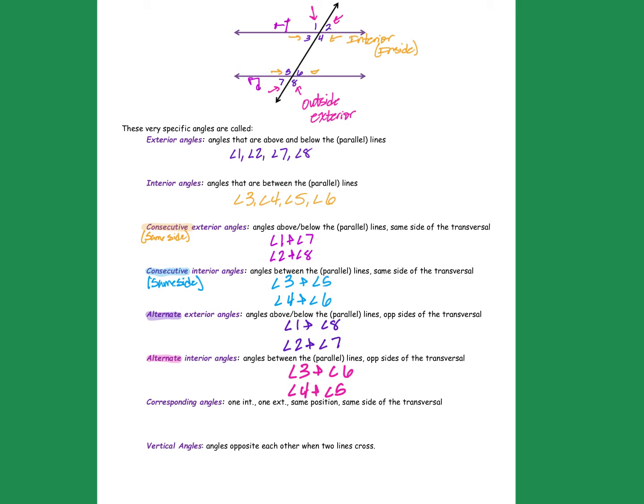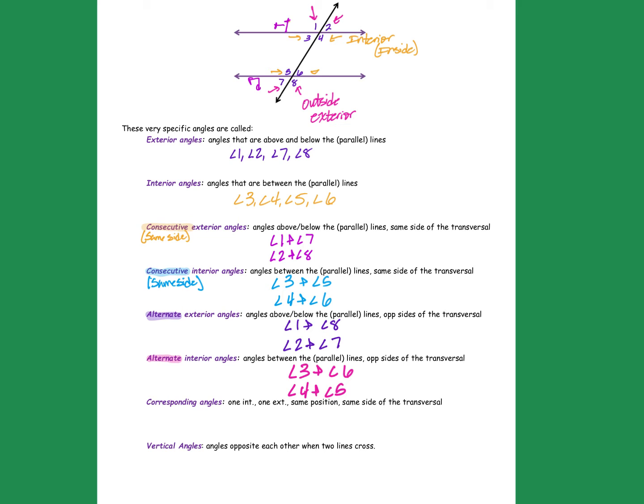Okay, so I want to see what you guys think. So I have one interior angle, one exterior angle in the same position on the same side of the transversal. Exterior is outside, so it's one interior, one exterior. On the same side of the transversal, in the same position. So would it be 3 and 5? No, 3 and 5 are both interior, so I need one interior and one exterior.